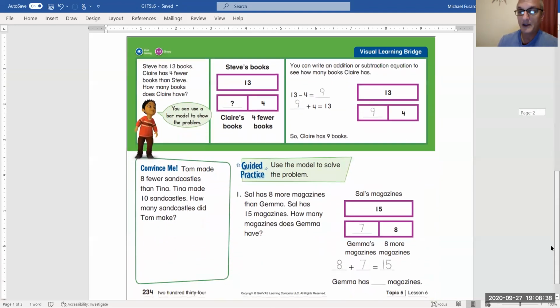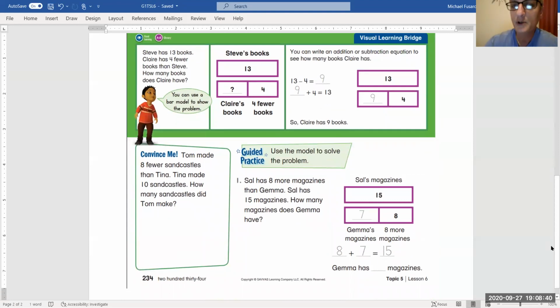Oh my gosh, look at that. They used our same tool. That's pretty cool. So let's see what Carlos is saying to us. Let's start in our comic strip, and remember, whatever's in the comic strip is always going to help us in the convince me, okay? Maybe drawing the bar diagram again, okay? So let's see. Steve has 13 books. Good enough. He has 13 books.